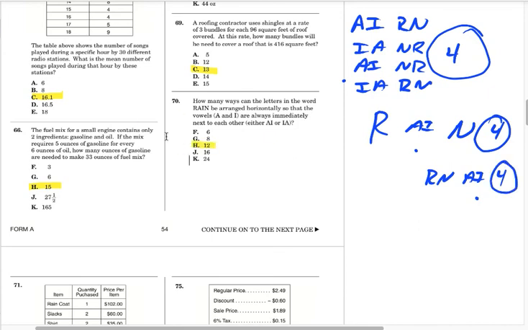Okay, that's part 2 of the walkthrough, number 61 through 70. I hope that helped your understanding.